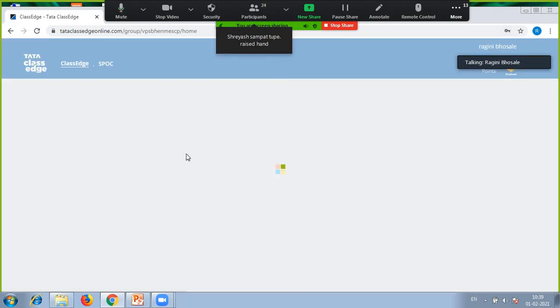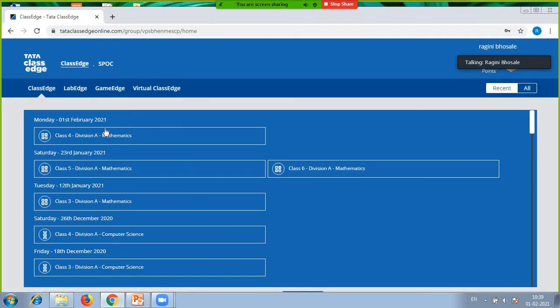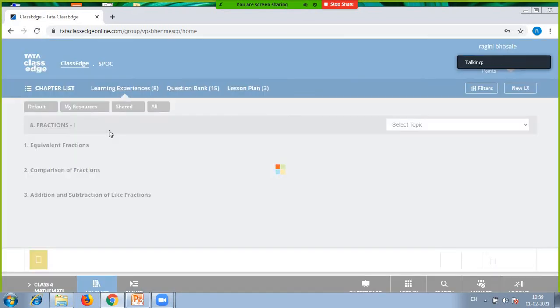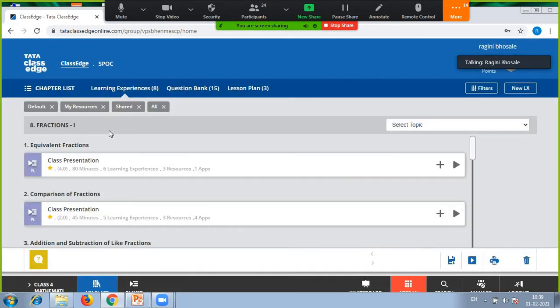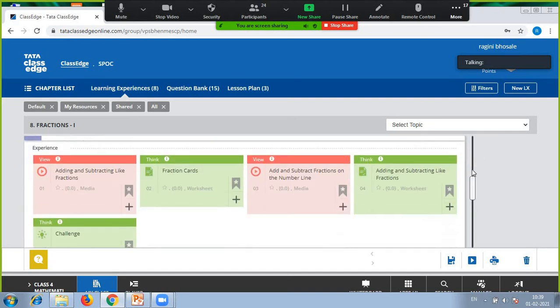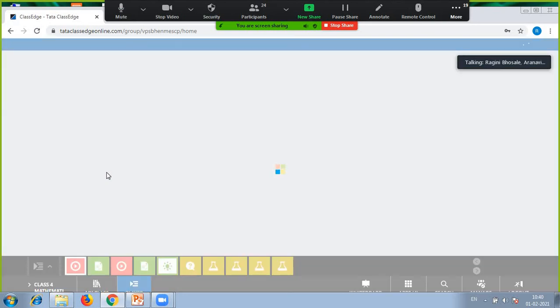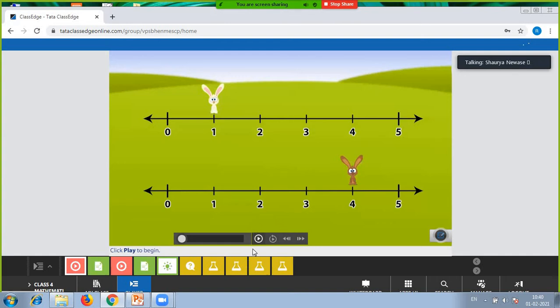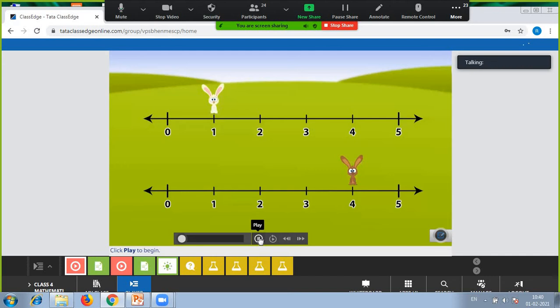Write down 12 upon 28 minus 5 upon 28. 7 upon 28. Correct, 7 upon 28.